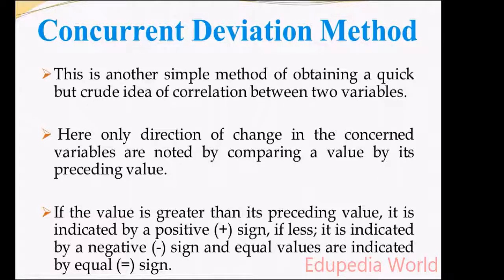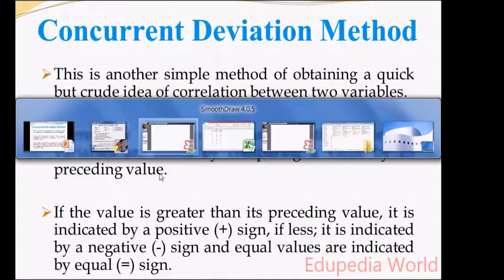Whether there is a change of 1 unit in the positive direction or there is a change of say 100 units, irrespective of the magnitude or the value of change, if the change is in the positive direction, it is considered as positive, and if it is in the negative direction, it's considered to be negative. Let's understand this by way of an example.